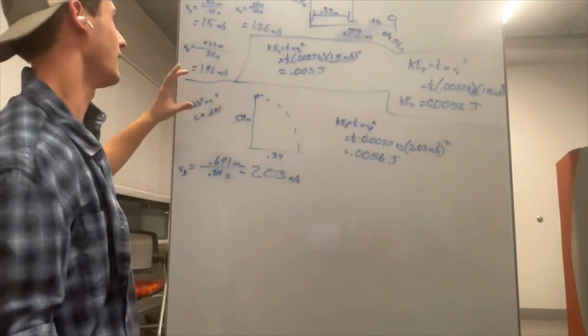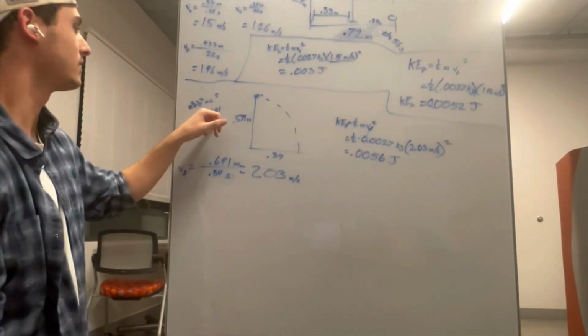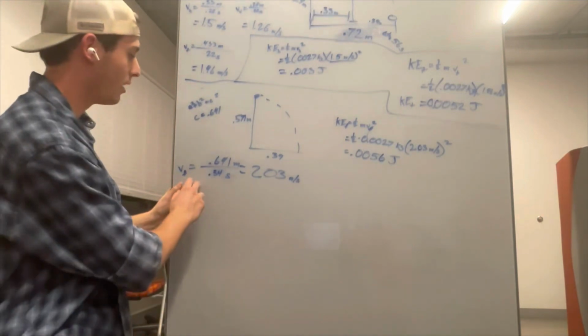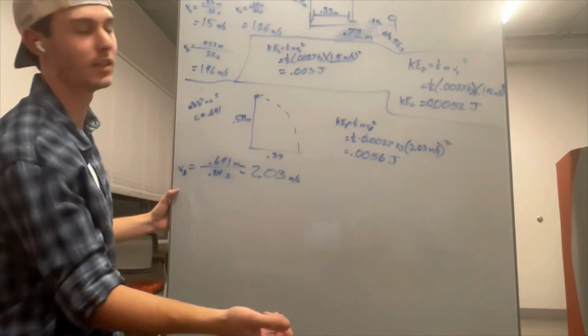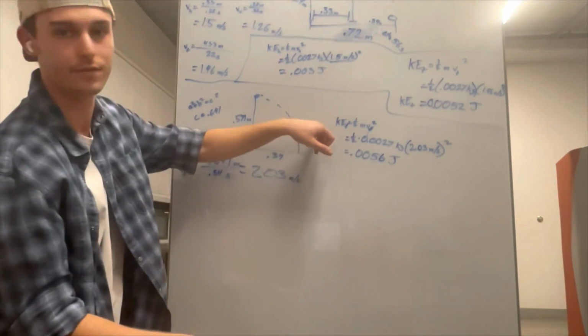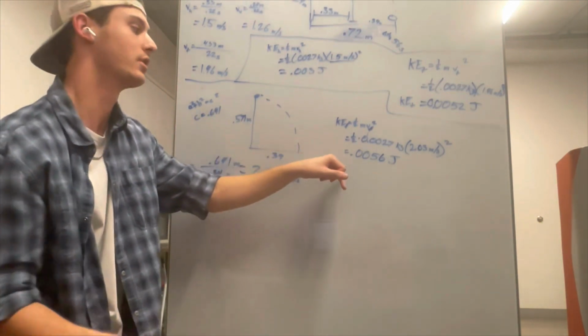We will analyze the energy after the ball has hit its peak, and to do that we need to use the Pythagorean theorem, and we find that the distance it traveled is 0.691 meters. We can use our velocity formula, 0.691 meters over 0.34 seconds, because that's the time from when it hit its peak to when it hit the ground, and we find 2.03 meters per second. We use our kinetic energy formula, and we find that the final kinetic energy is equal to 0.0056 joules.